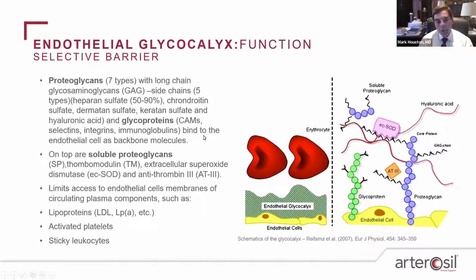And all these are going to bind to endothelial cell. It's the backbone for these two very important structures. There's what are called soluble proteoglycans, thrombomodulin, superoxide dismutase, and antithrombin 3, which all relate to oxidative stress protection and also to coagulation disorders. So it helps to limit access to the endothelial cells, protects them, also reduces access to lipoproteins, particularly LDL and Lp(a), activated platelets, as well as sticky leukocytes.